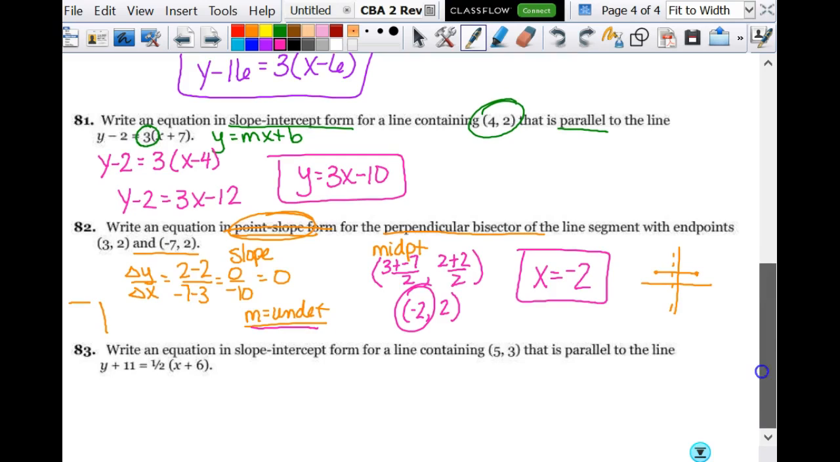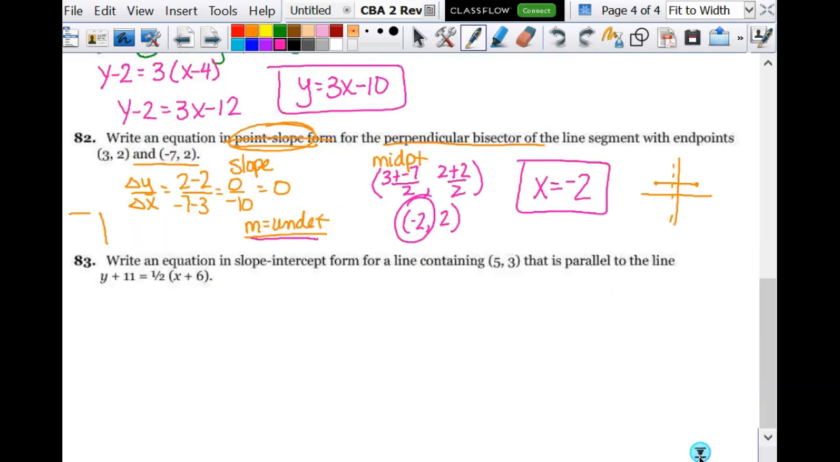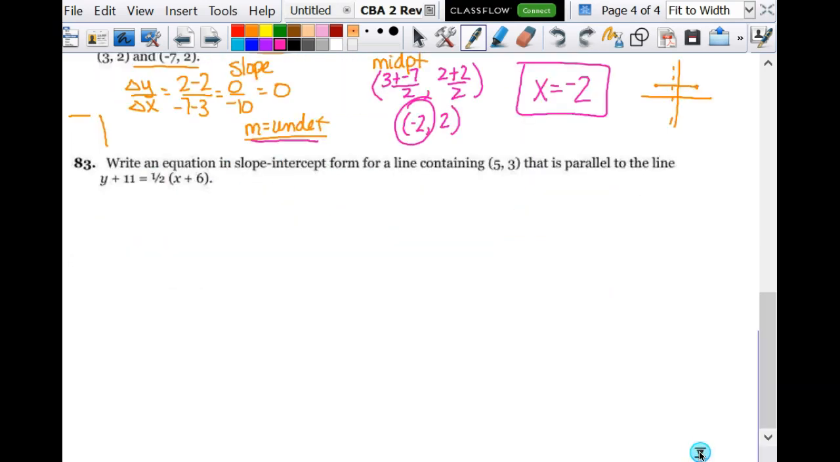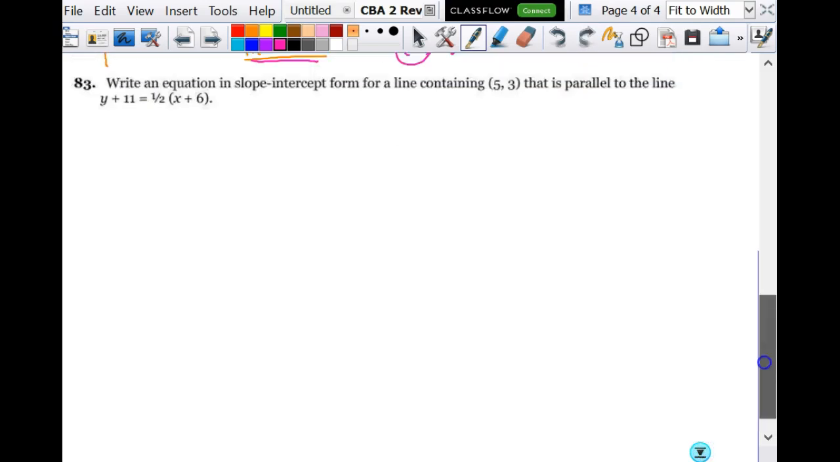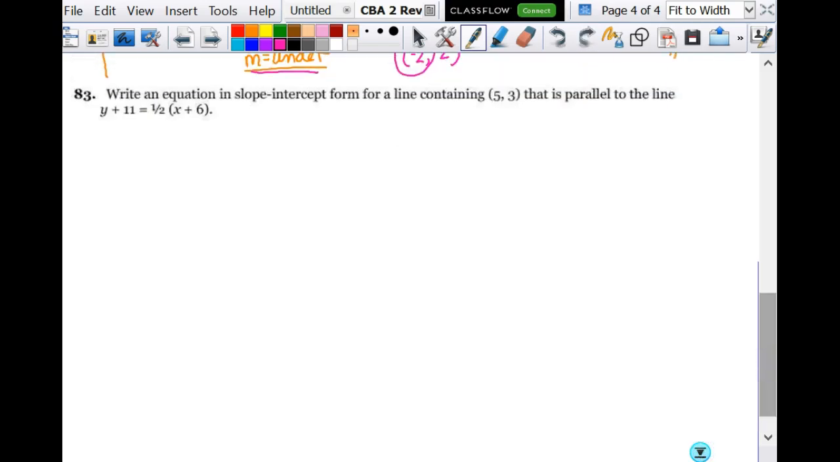All right, then 83. I'm going to write an equation in slope-intercept form. Slope-intercept form, that is your y equals mx plus b, for a line containing these 2 points parallel to this one. So parallel, the slopes are the same. Slope is 1/2. So again, even though I want it in this form, I'm going to start off with y minus 3 equals 1/2 times x minus 5.